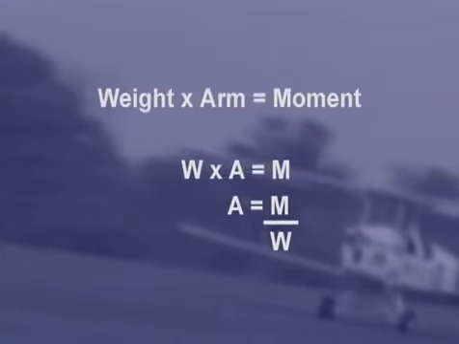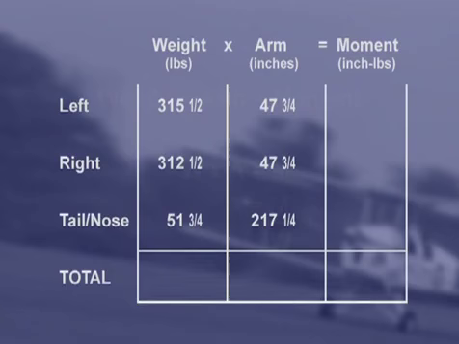Your arm times your weight equals a moment, which is a rotational force. So your arm times your weight equals the moment, or your arm equals your moment over your weight, and that would determine a center of gravity. From there, we're going to show you how we did this particular aircraft. So we got 47 3/4 times 315.5 equals 15,065, 14,921, 11,242. So far, so good.